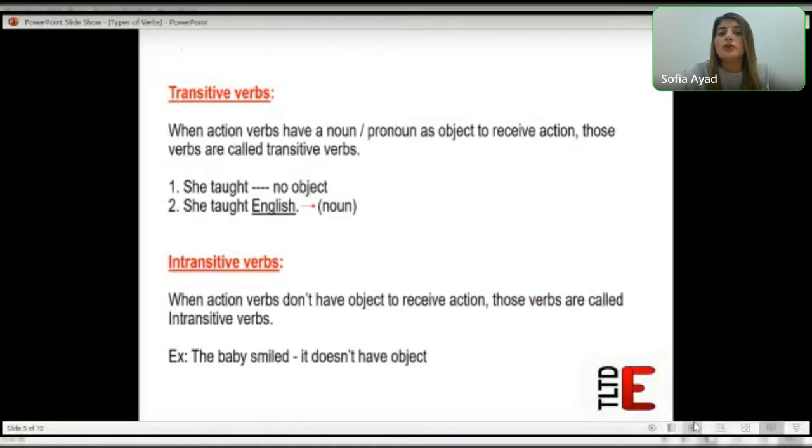Those verbs are called transitive verbs. For example, she taught, no object. She taught English. Here we have object which is noun.